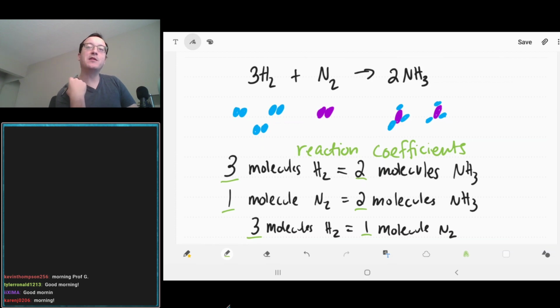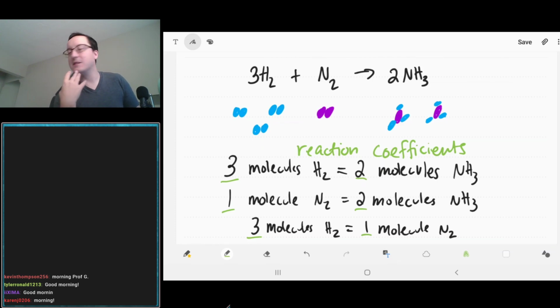And so we're going to be able to do math with these today to try and see, okay, let's say I have a certain amount of hydrogen. How much nitrogen do I need to make all of the ammonia? Or say I want to make a certain amount of ammonia. How much hydrogen and how much nitrogen do I have to put in? And so that's where we're going to be going today.